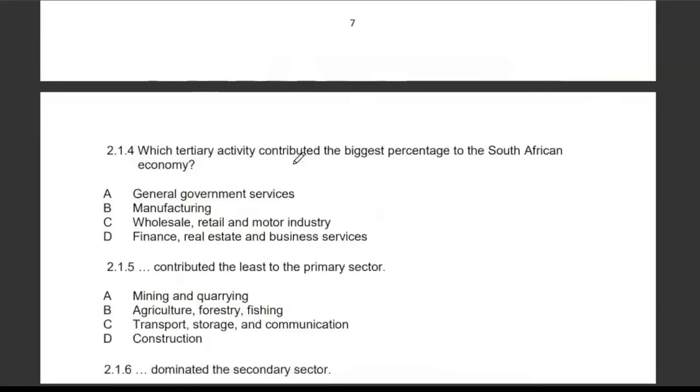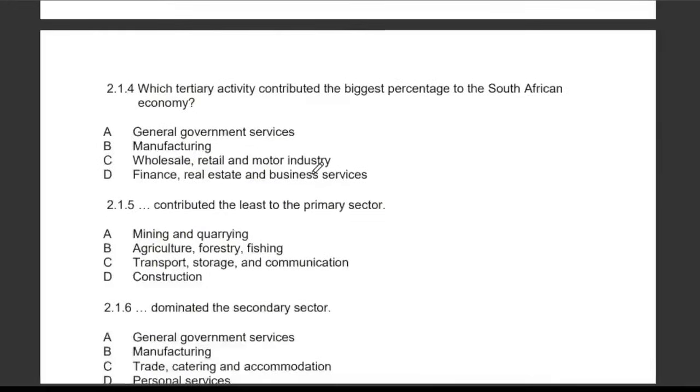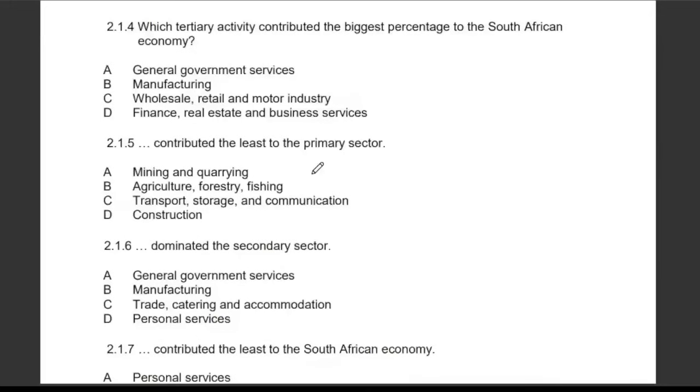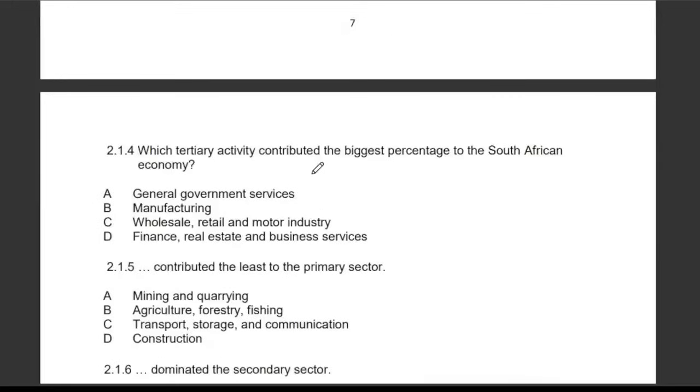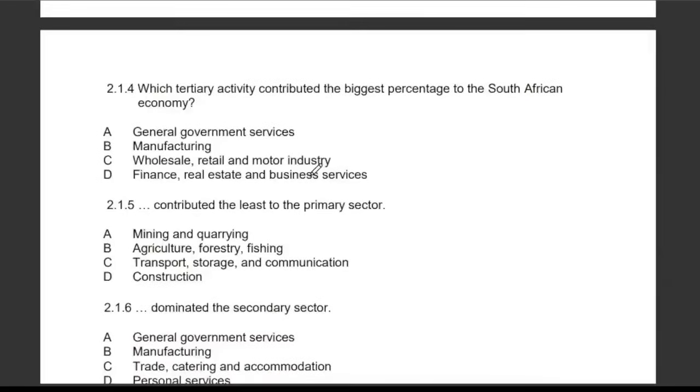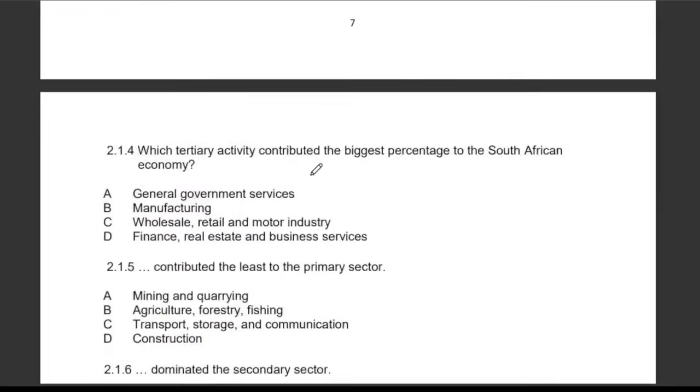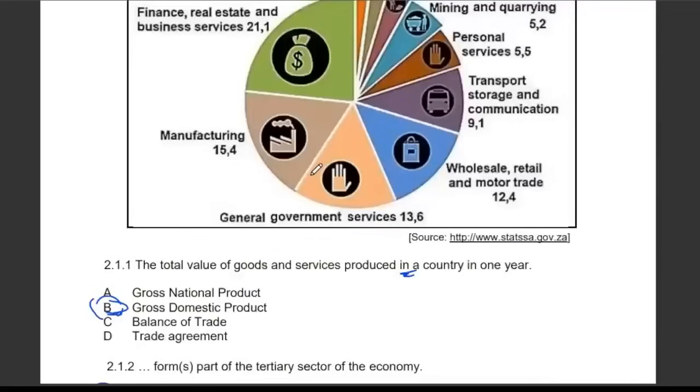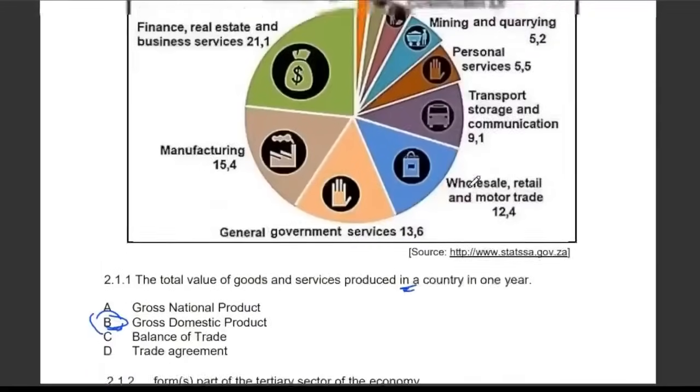Moving on to the next question. Which tertiary activity contributed the biggest percentage to the South African economy? We must check on the activities there and try to establish the tertiary activity which contributed the highest towards the economy of South Africa. So we are only comparing tertiary services.